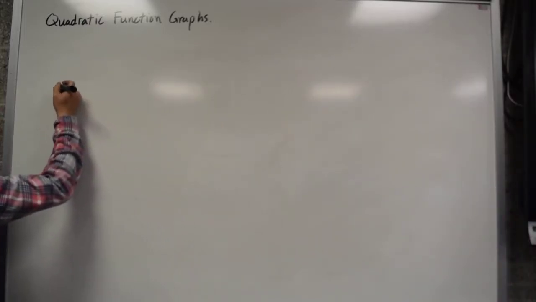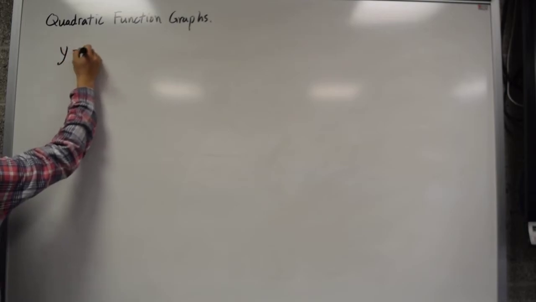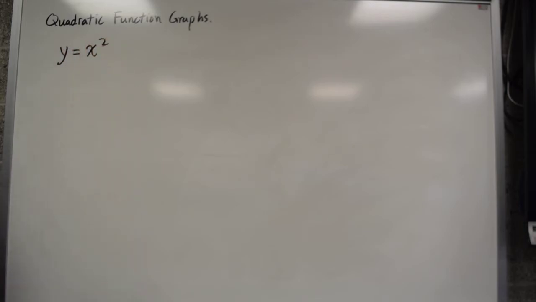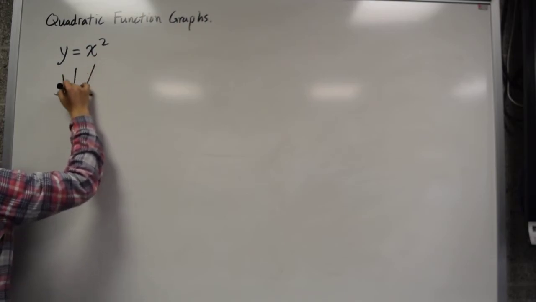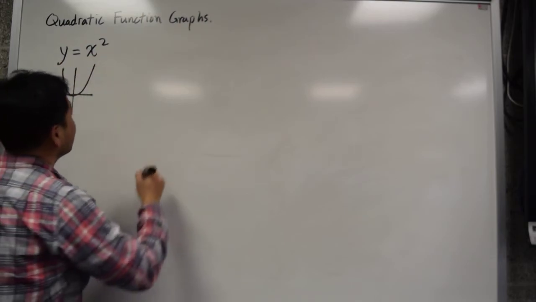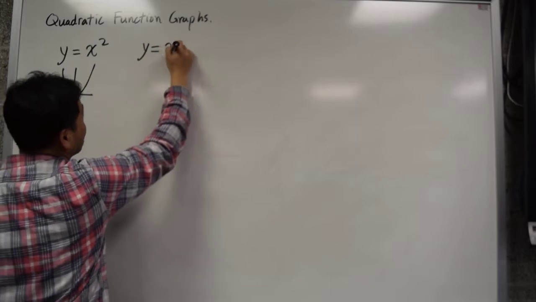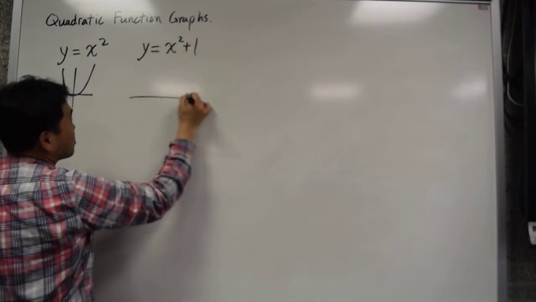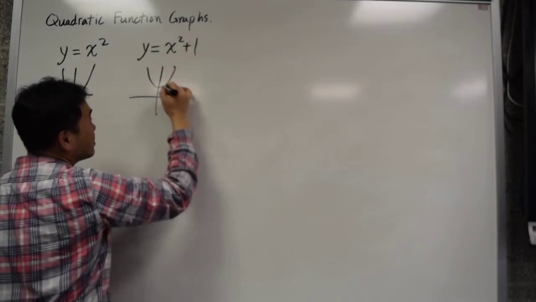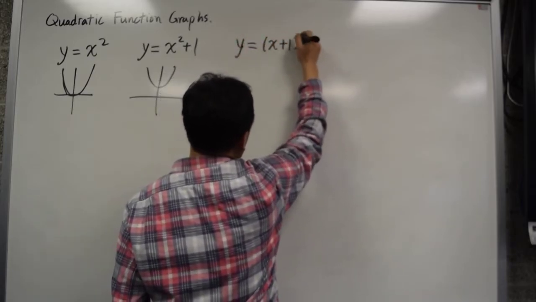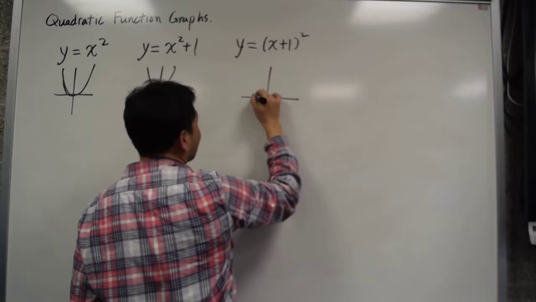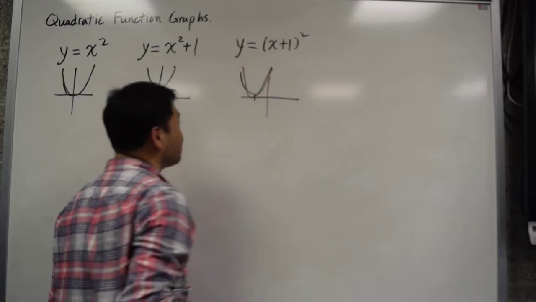Quadratic function graphs. Well, we already know that y equals x squared is this. And if you have y equals x squared plus 1, the graph shifts up by 1. And if you have y equals x plus 1 squared, that shifts left by 1, right?